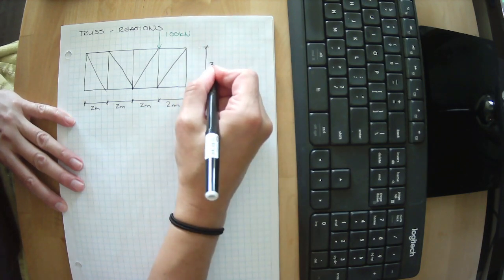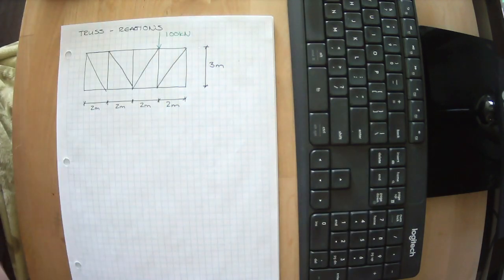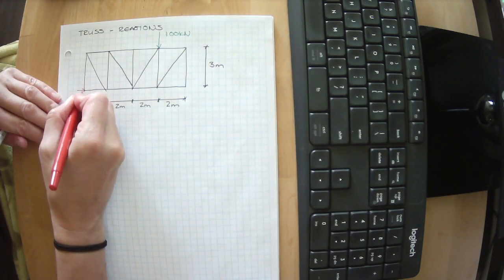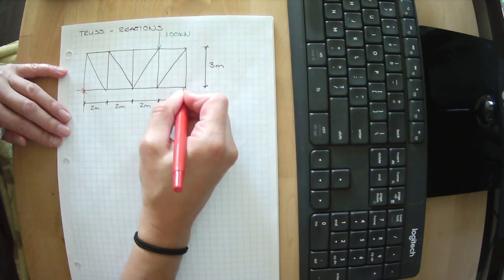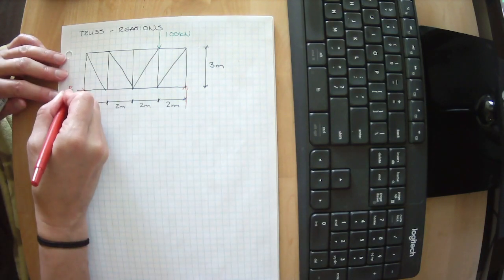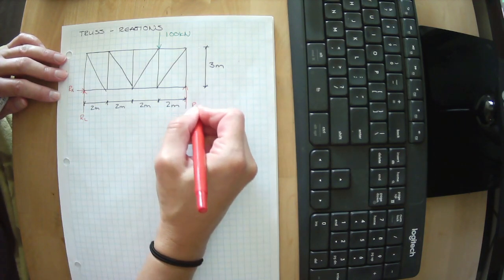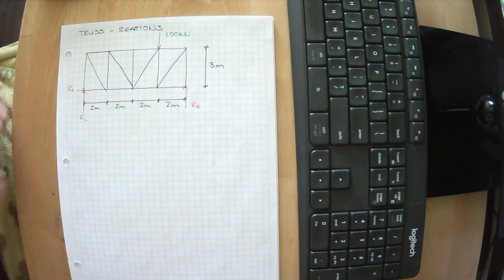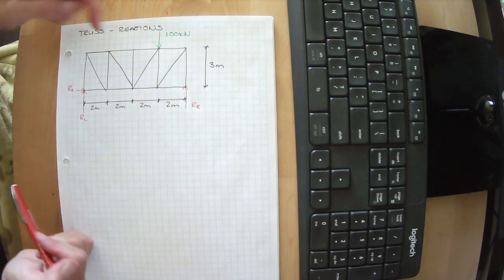And this is 3 meters. We want to figure out what the reactions are on this. All right, our Rx, our left, and our right. Before I do a thing, I want to think about what I think is going to happen.